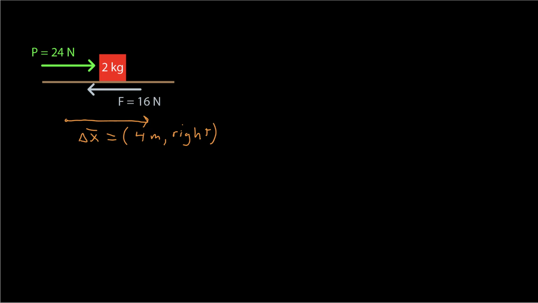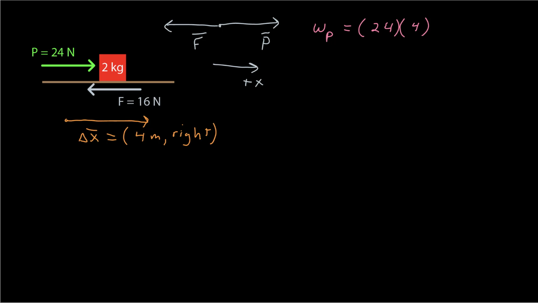So what is the work done by each force and the net work? First, I'm going to do a free body diagram. I have a pushing force to the right, a frictional force to the left, and I've identified positive x to the right. So I can go ahead and calculate the work due to the pushing force, which is that force in our one-dimensional notation, which is a positive 24 newtons, times the displacement in that same notation, which is a positive 4 meters, and I get 96 joules.